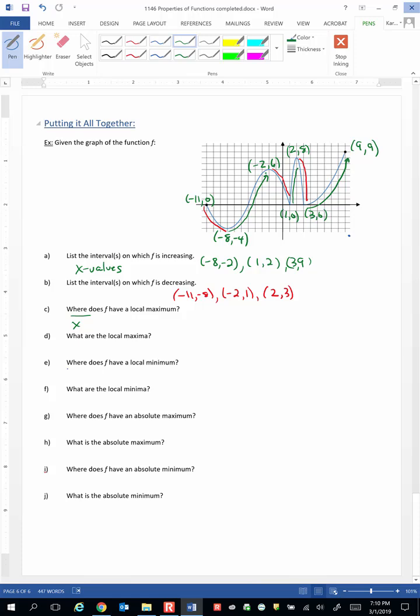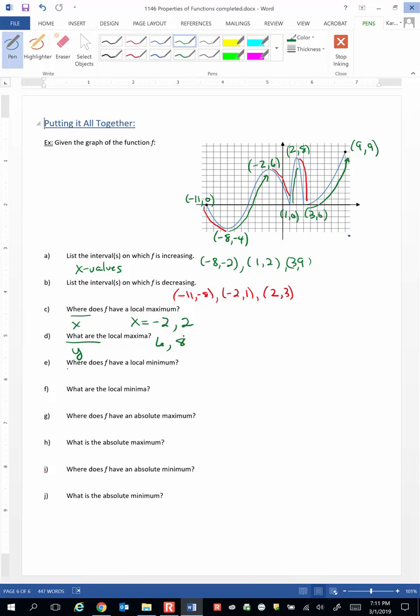Where it happens is at x equals -2. We have another local maximum at (2, 8), that turning point, but the x value is just 2. What are the local maximums? Those are the y values. So I see it's 6 at... excuse me, I said that backwards. It's 6 at -2 and it's 8 at x equals +2.